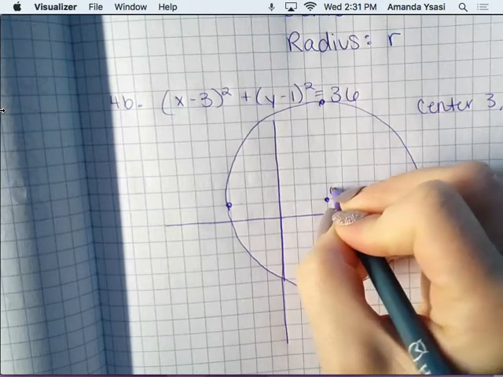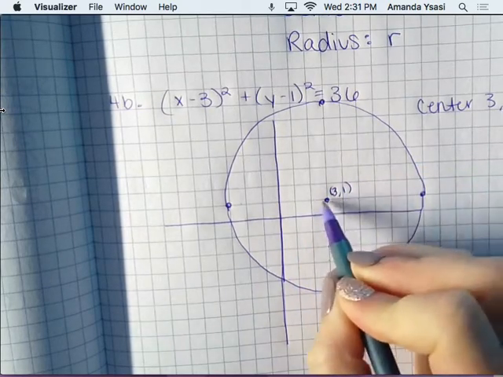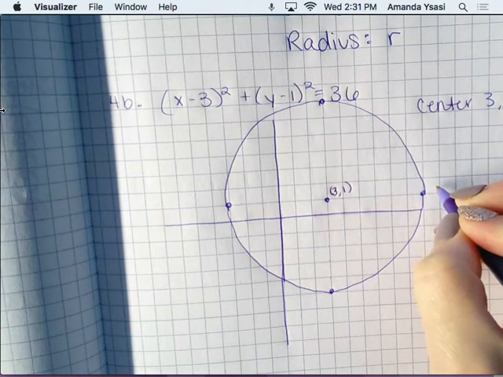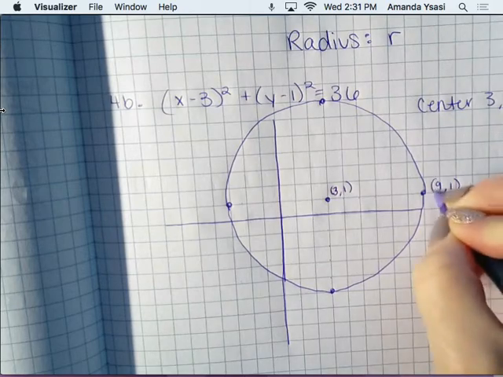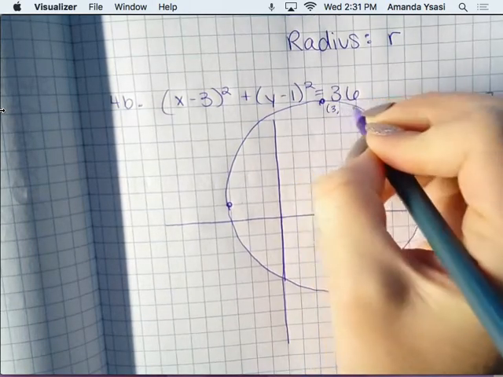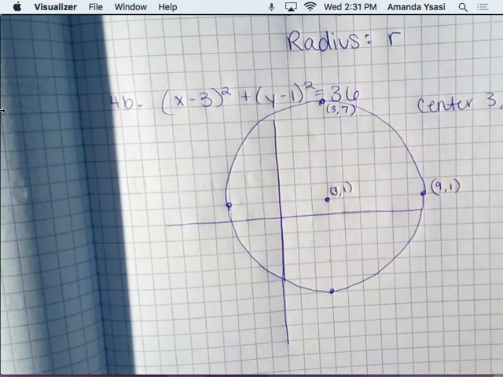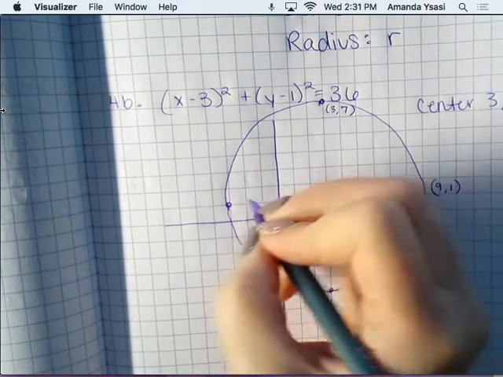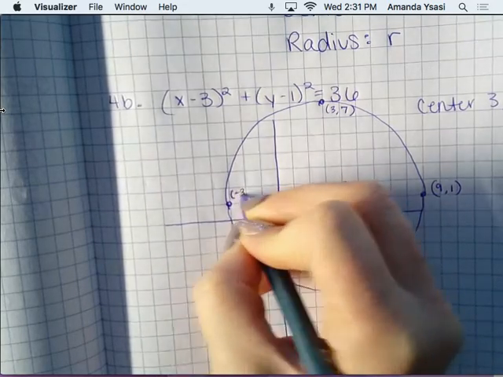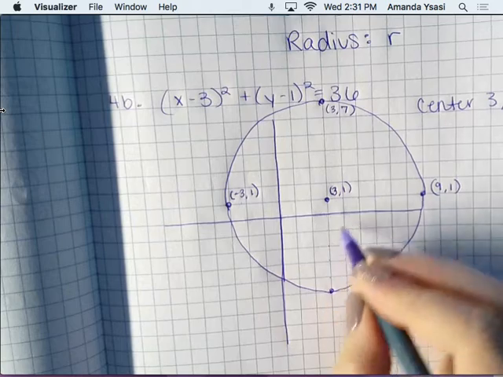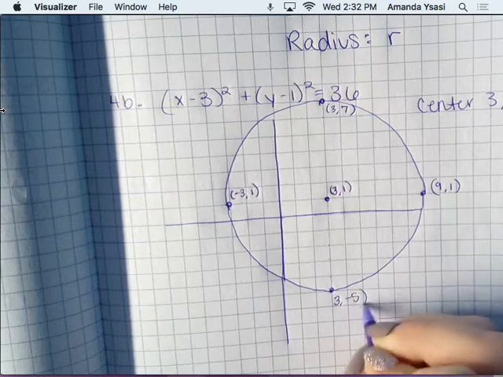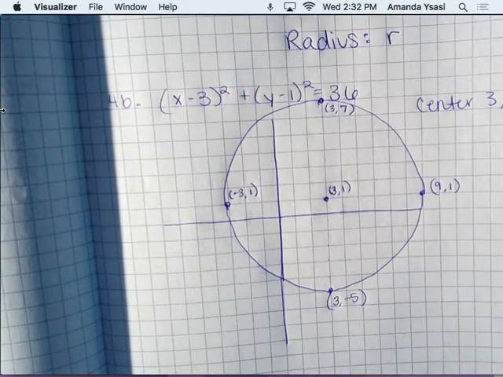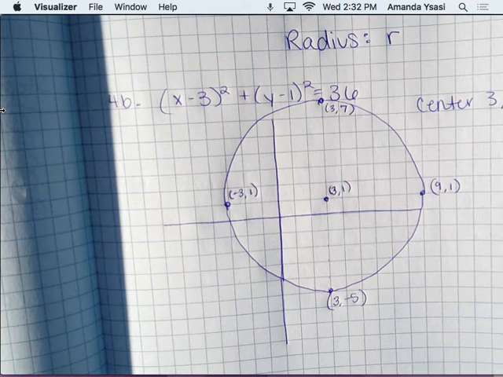So this was at 3, 1. And then 5 over would be 8, 1. No, 6 over, sorry. 9, 1. Up, that would be 3, 7. And then negative 3, positive 1. And then 3, negative 5. So those are the coordinates that are along the outside, or along the circumference is what I should say.